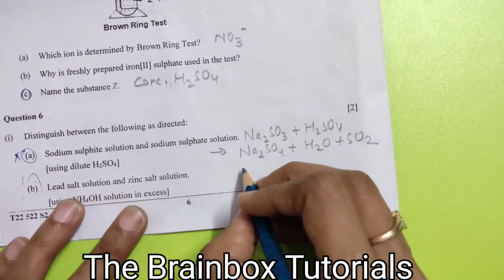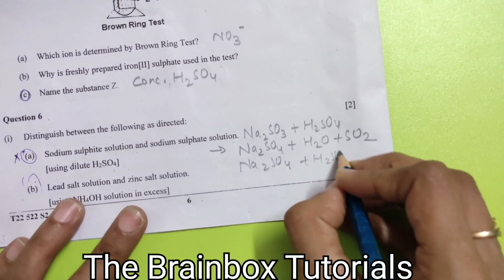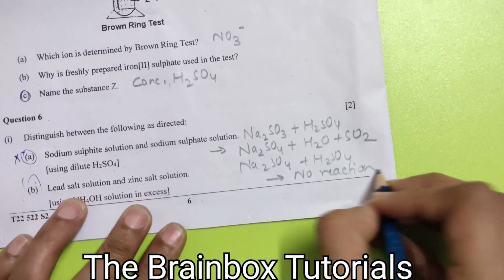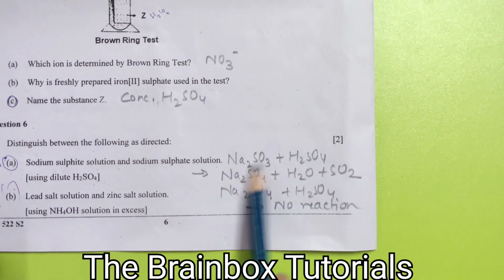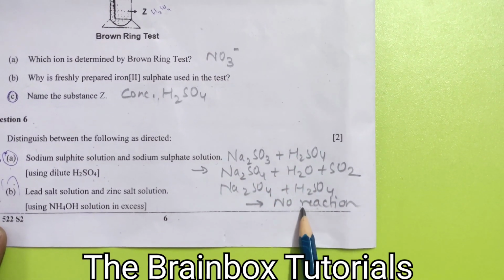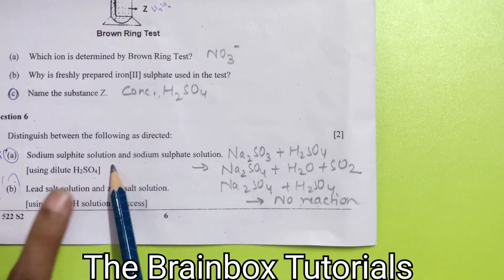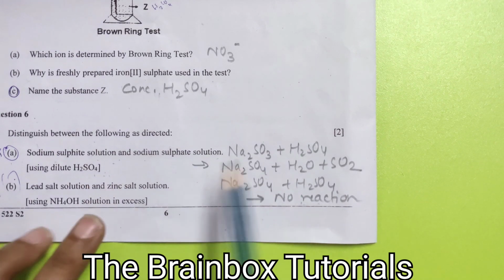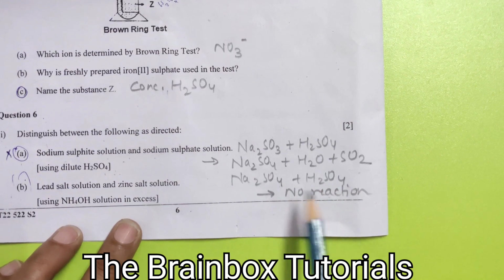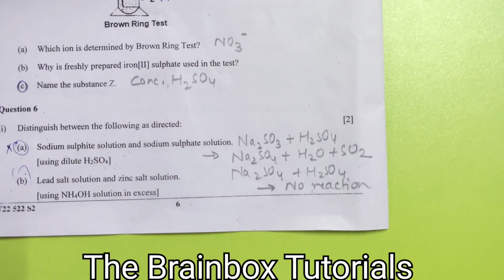And then sodium sulfate, that is Na2SO4 with H2SO4, then there will be no reaction. Now in this case, I showed this by writing the equation. If you write the equation like this, that will also be okay. Or you could have written like this also, that sodium sulfite solution reacting with dilute H2SO4 will give sulfur dioxide gas, and Na2SO4 reacting with H2SO4 will have no reaction at all. That will also be a correct distinction.